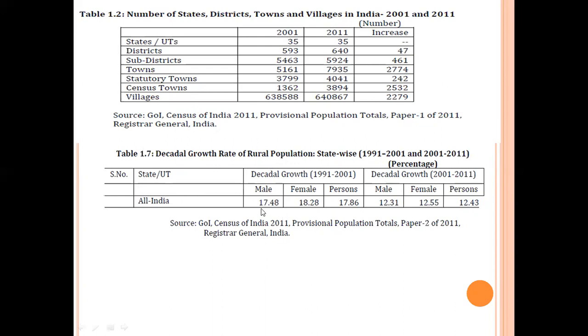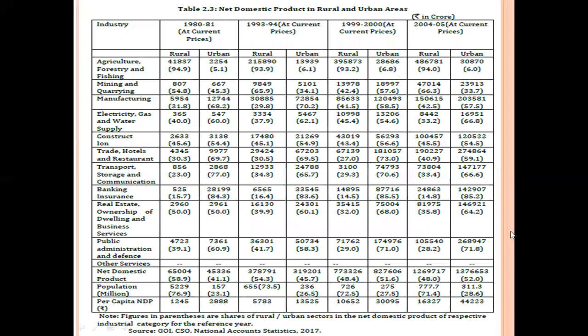I'm giving you male and female population ratio, you see here, two census data I am giving. This is for 1991 to 2001, and this is from 2001 to 2011. So male and female percentage, you see that it is almost equal. Females are more in rural areas. So this is one information from here.